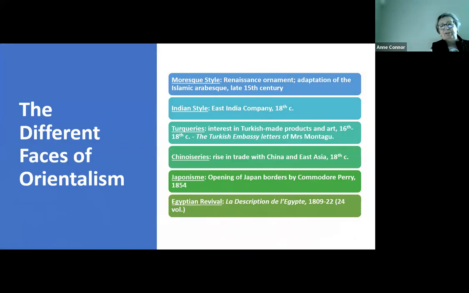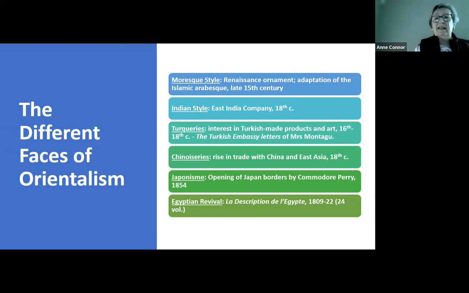So let's look at the different phases of Orientalism. There are different parts depending on the region they discovered, of course. So you have the Moorish style, and this was already due to the conquest of Spain by the Moors in the 8th century. It became prevalent during the Renaissance as an ornament. A Moorish style showed arabesque and other ornaments that were typical of the architecture in Spain, and started spreading into Europe in the late 15th century.